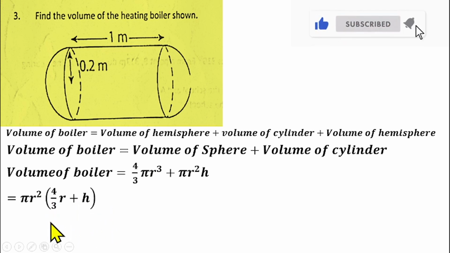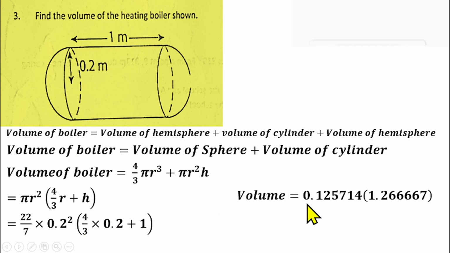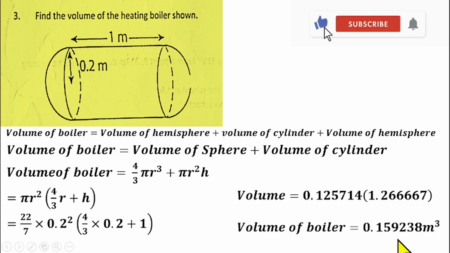Then you can now simplify by putting in the values given. Our pi is 22 over 7, even though it was not given, times the radius, which is 0.2 meters, squared, into the bracket 4 over 3 times the radius 0.2 plus the height, which is 1. If you simplify the bracket, you have 0.125714. And if you multiply out, you have 0.15932238 meter cubed as the volume of the boiler.